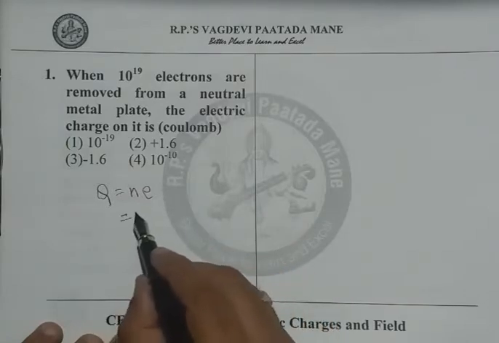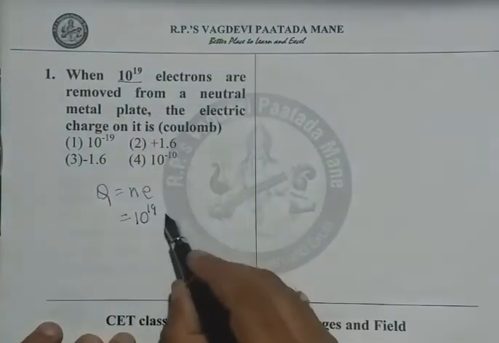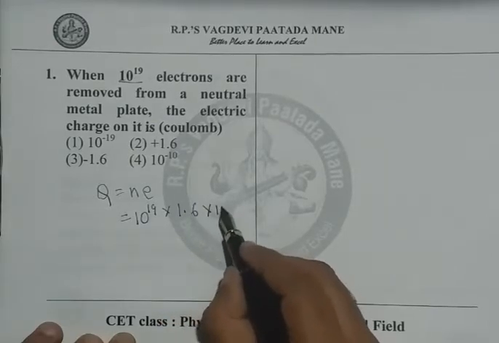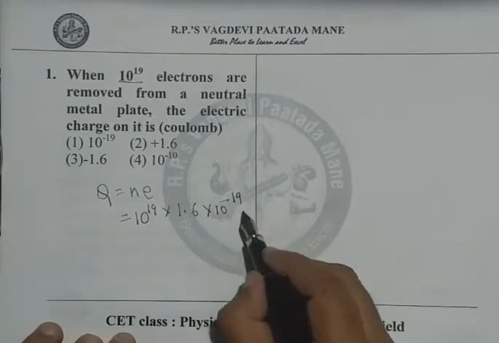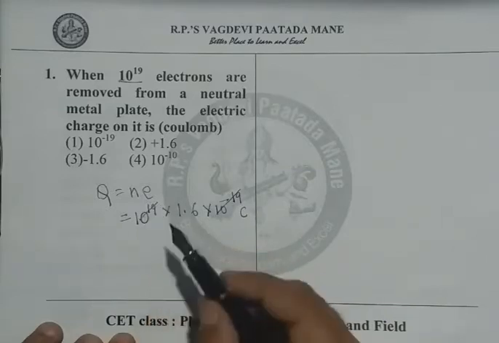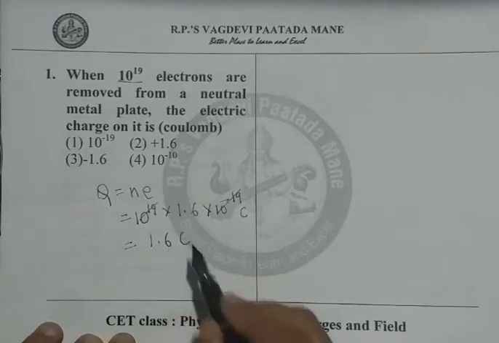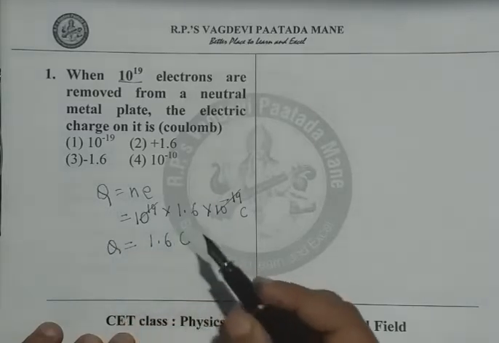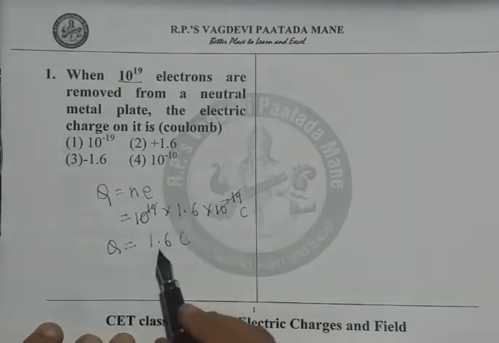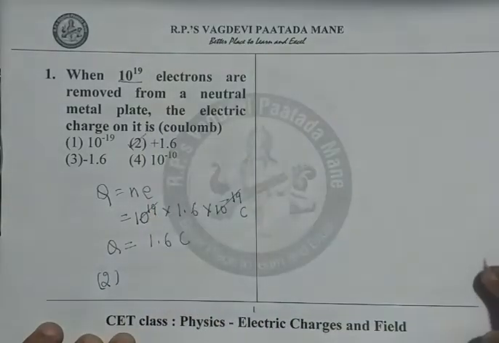Therefore, N is given to be 10 raised to 19 into the charge on the electron, as we know, 1.6 into 10 raised to minus 19 coulomb. Therefore, 10 raised to minus 19 and 10 raised to plus 19 cancel, and we have 1.6 coulomb. As the metal is positively charged, as it has a shortage of electrons after removal of electrons, option 2 is right. That is, option 2 is right.